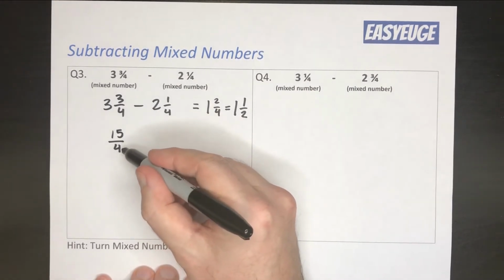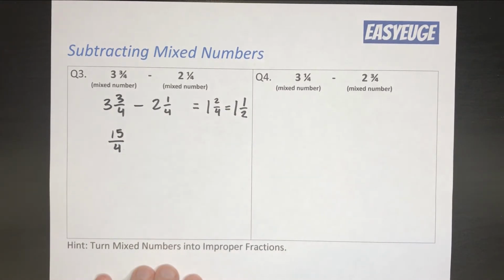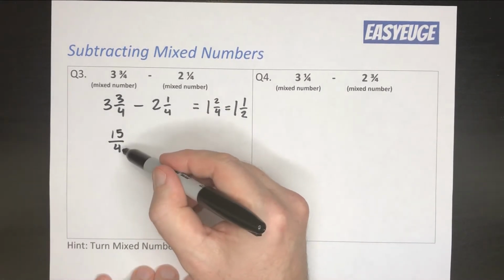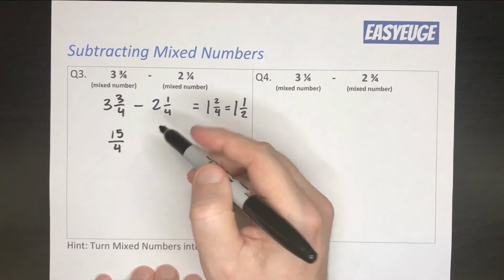How many times will 4 go into 15? It will go in 3 full times. That brings you up to 12. And then you have 3 left over. So that would be 3 3/4.